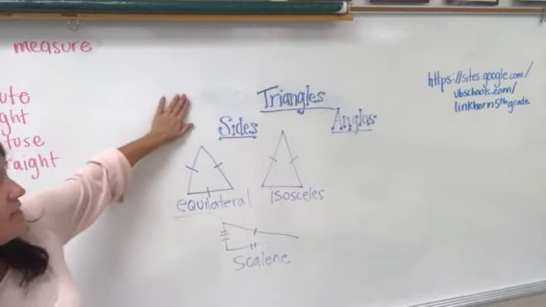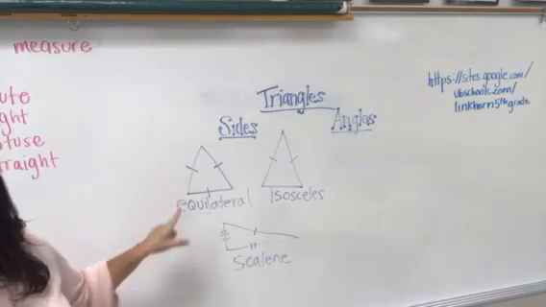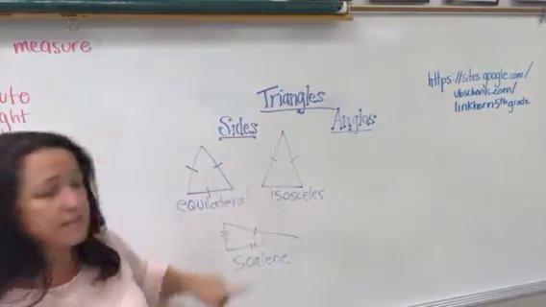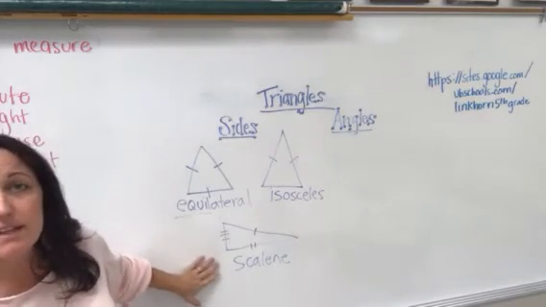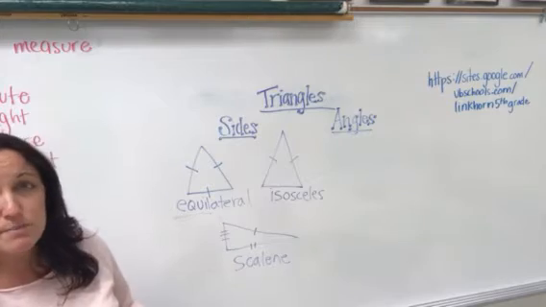So if I'm classifying by sides, I have an equilateral. All three sides are the same. I have an isosceles triangle, which has only two sides the same. Or I have a scalene. A scalene triangle has no sides the same. So that's just based on sides.